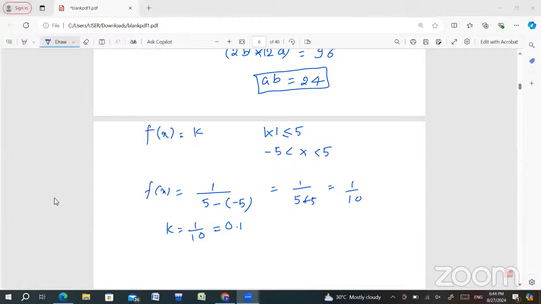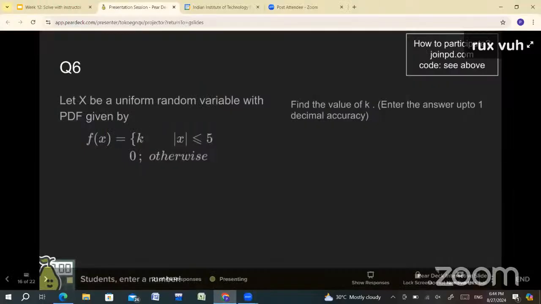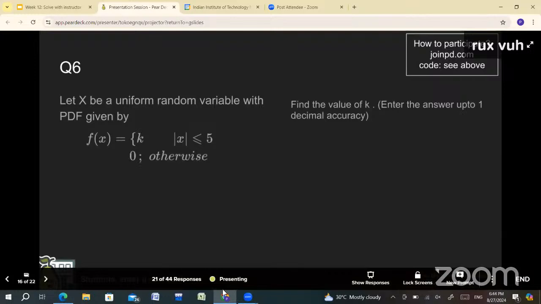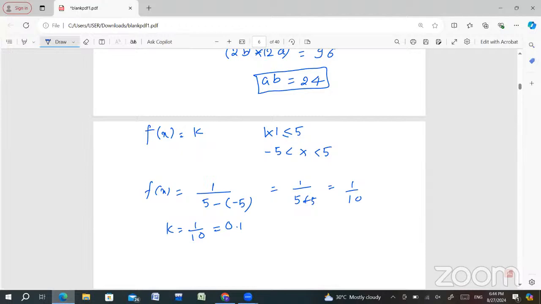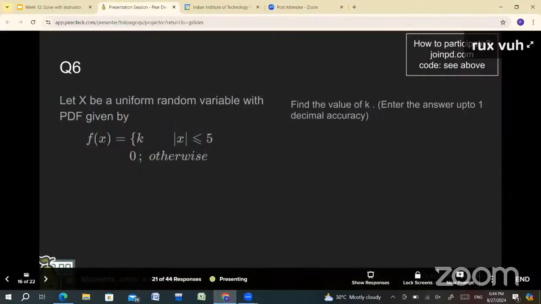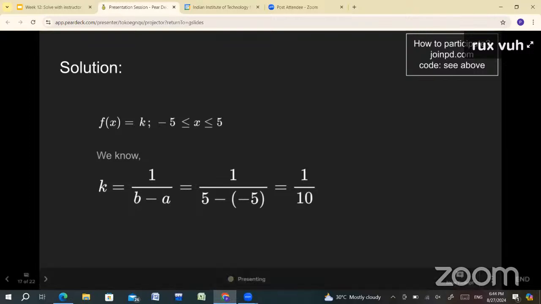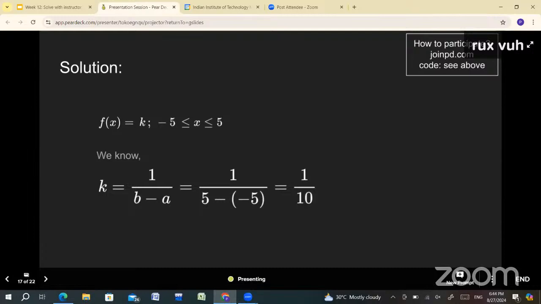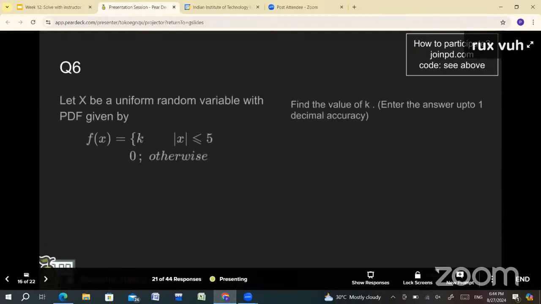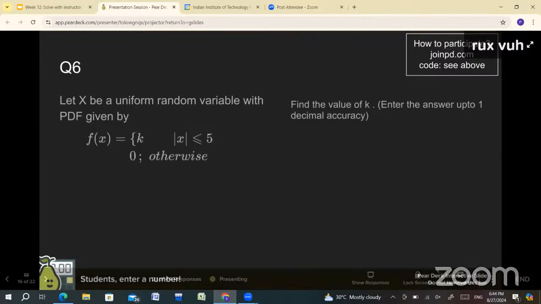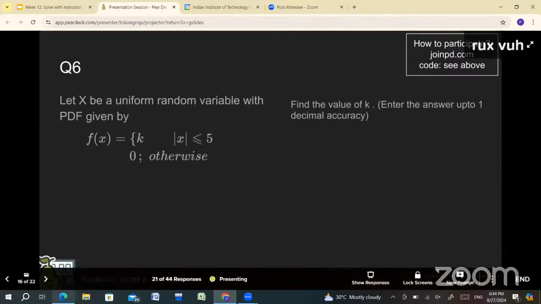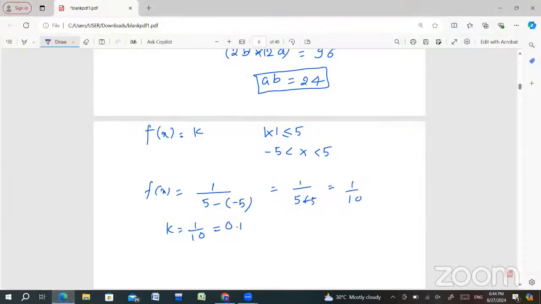Is it clear to you all? No, ma'am, not clear. Ma'am, I guess it is given in the question that it is greater than or equal to, ma'am. See, in the question it is given that mod x is less than or equal to 5. Right? So do you understand this condition, that x will be -5 to 5?